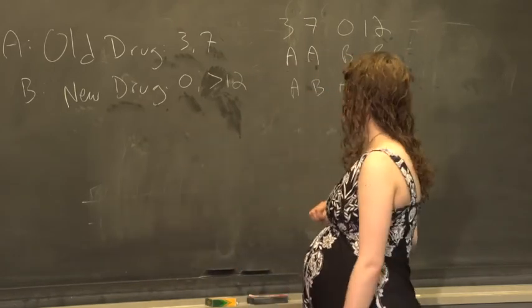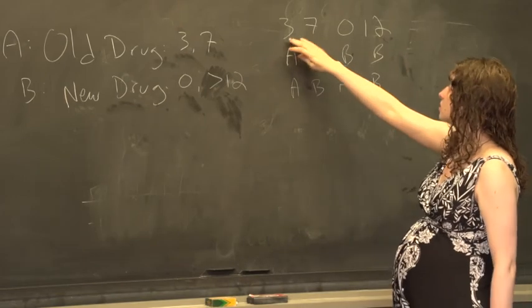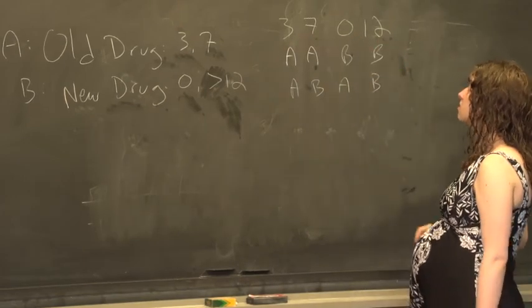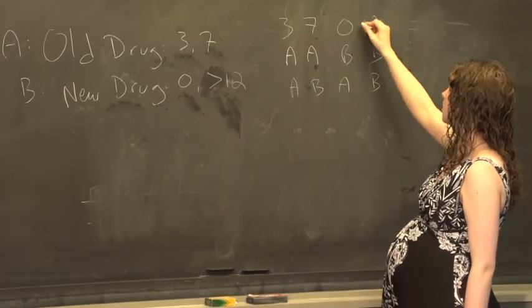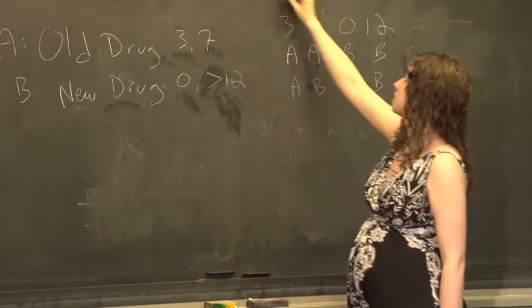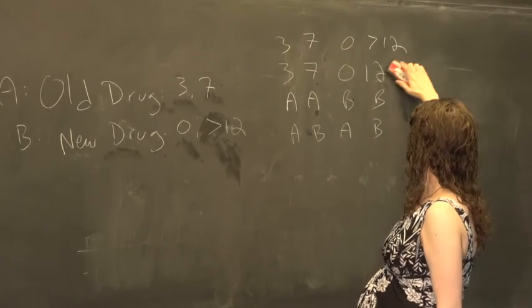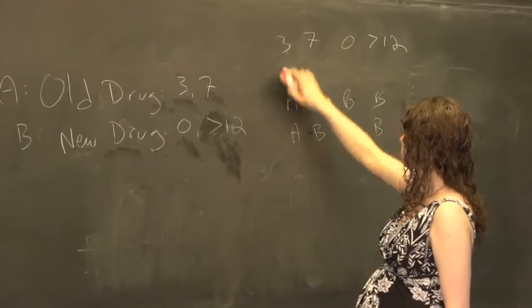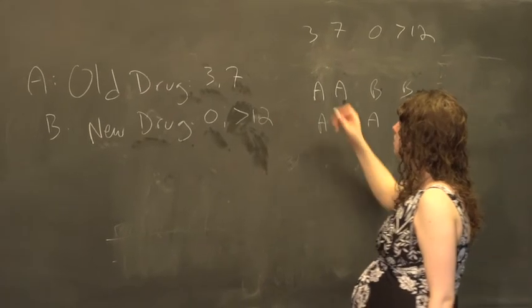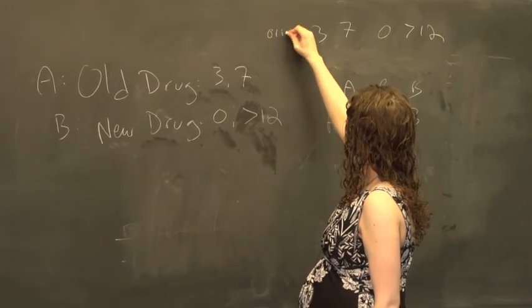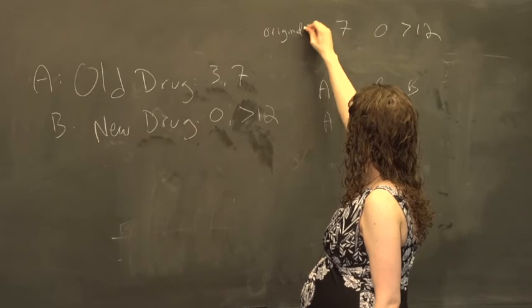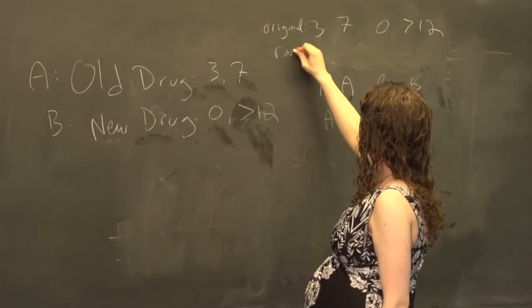What do we mean by that? Well, let's look at our 4 numbers, 3, 7, 0, and 12. And now it's 3, 7, 0, and greater than 12. And just to give myself more space, let me write these right above. This is greater than 12. Okay. This is the original. And now we're going to convert these into ranks.